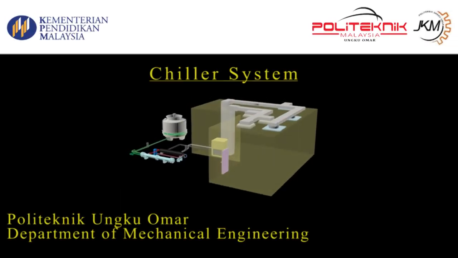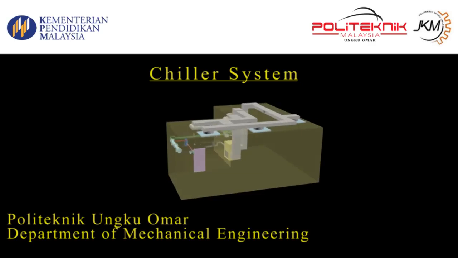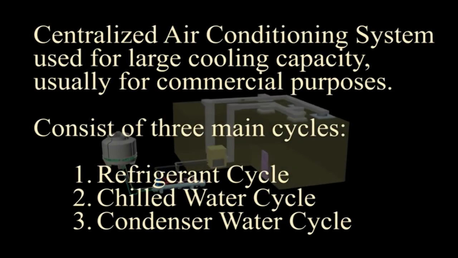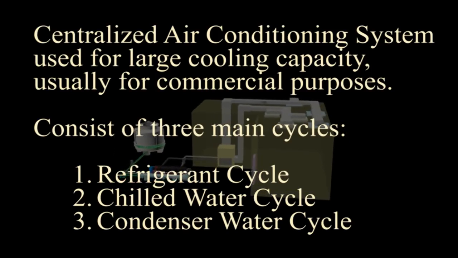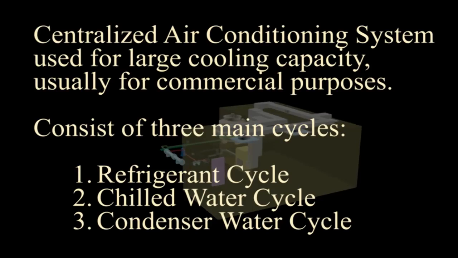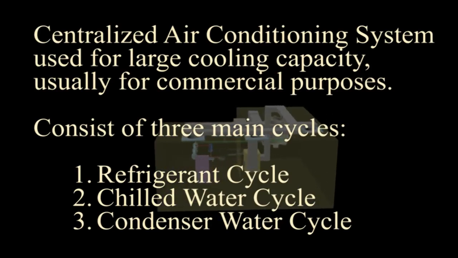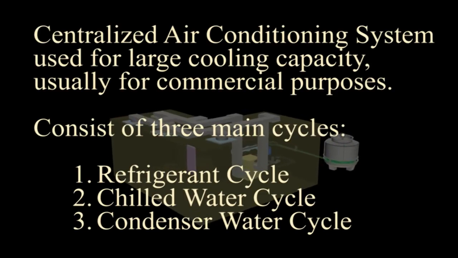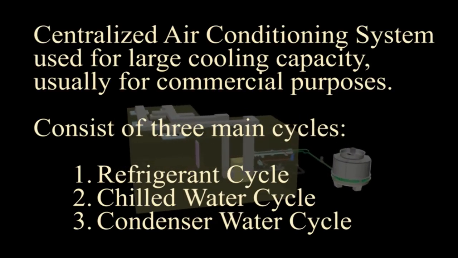Chiller system. Centralized air conditioning system used for large cooling capacity. Usually for commercial purposes. Chiller system consists of three main cycles, which are refrigerant cycle, chilled water cycle, and condenser water cycle.